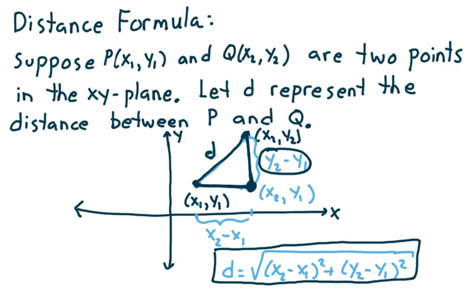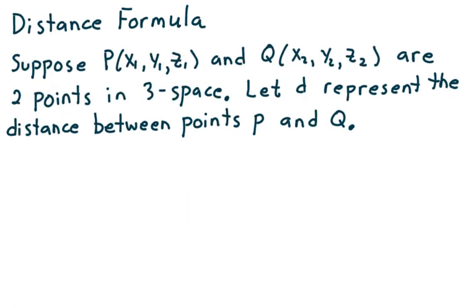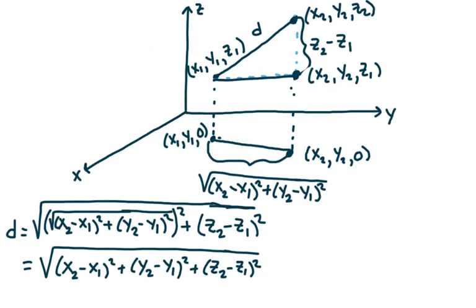Now let's see if we can graduate to 3 space. Suppose P, which in this case is x1, y1, z1, and Q, which is x2, y2, z2, are 2 points in 3 space. Let D represent the distance between points P and Q. Let's come over here, and we have a picture. So over here we have P, over here we have Q.